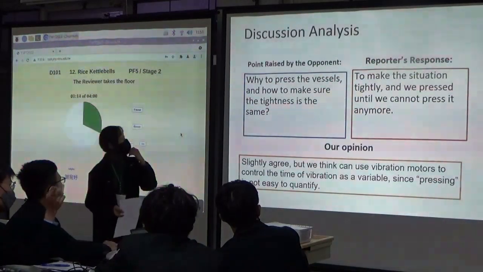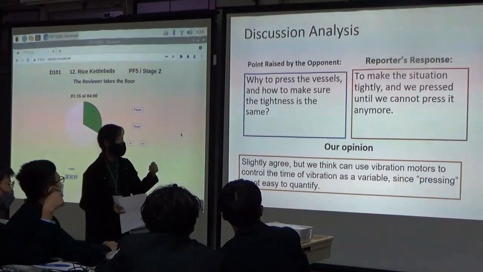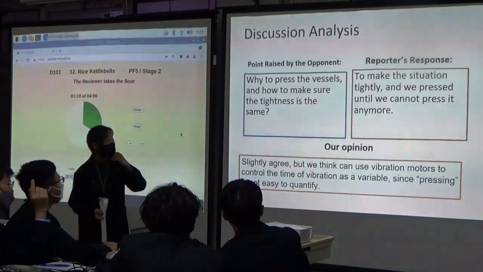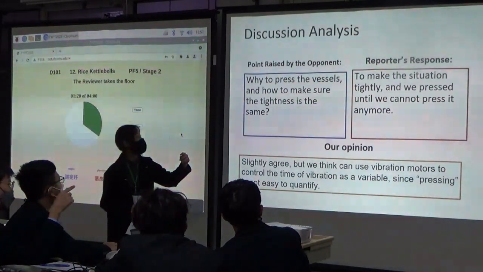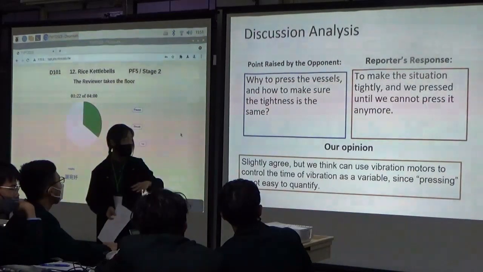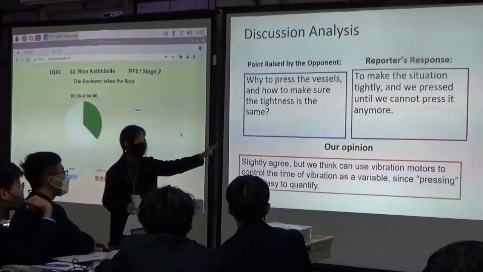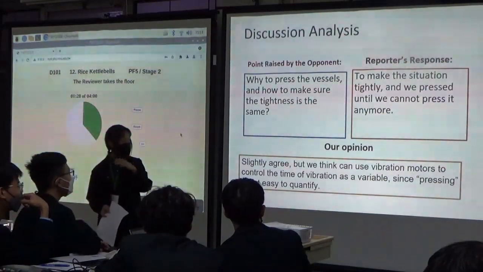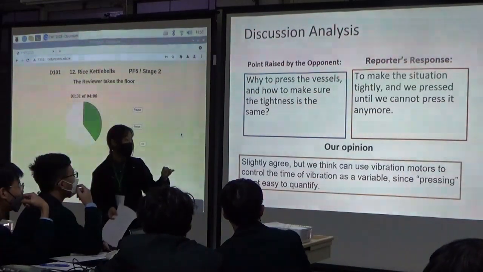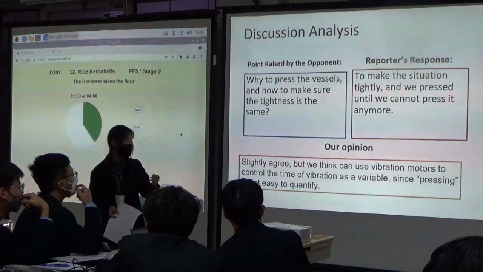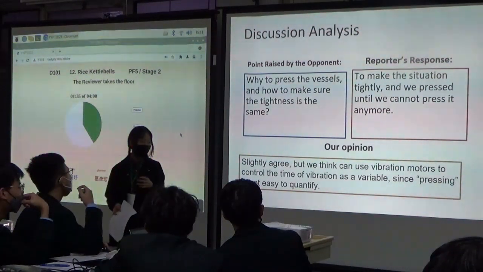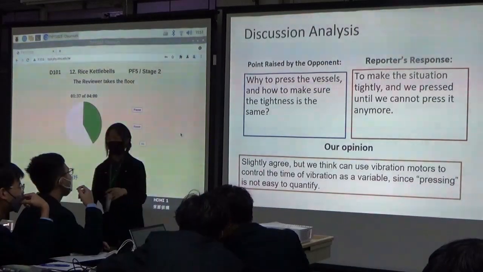For the discussion part, they asked why press the vessel and how to make sure the tightness is the same. The reporter's response is that to make the situation tight, they press it until they cannot press it anymore. We slightly agree with the reporter that we have to make the situation tight, but we think that we can use vibration motors to control the time of vibration as a variable, since pressing is not easy to quantify.